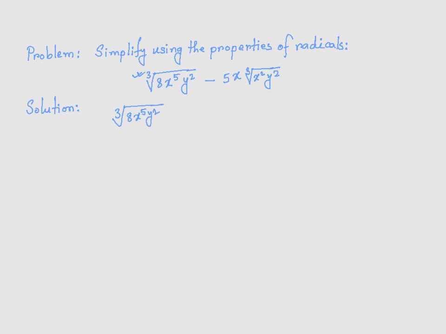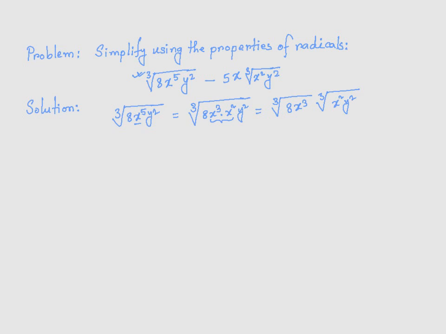So let's go ahead and look at the first term, which is cube root of 8x to the power 5 y square. I could simplify it to cube root of 8x cube times x square y square. Look, x cube times x square is x to the power 5. Now I'm going to simplify it further. I'm going to break it down to cube root of 8x cube times cube root of x square y square.